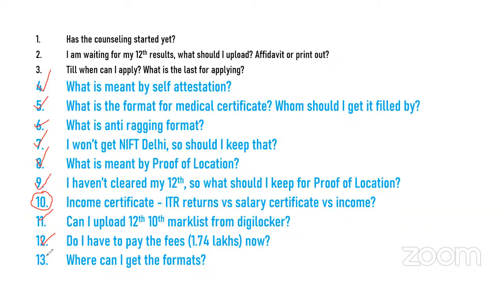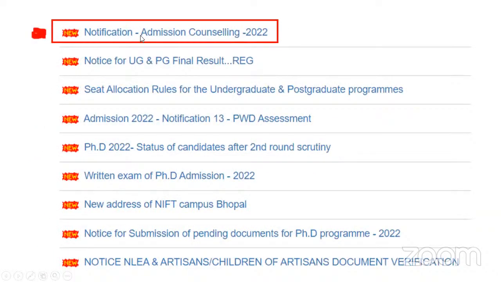Okay. Where can you get all these formats? Basically, all these formats have been given in this particular notification, for example, OBC or things like that. If it is 48,000 also, you can upload it, no issues.